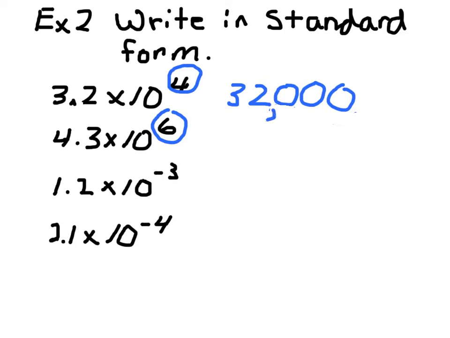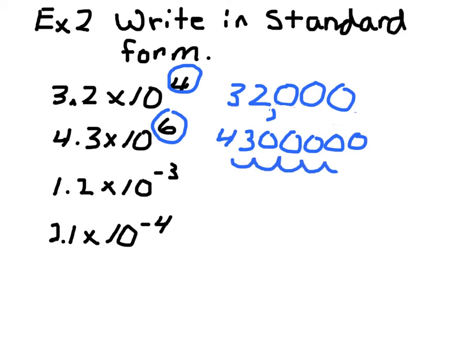Now how about the 4.3 times 10 to the 6? We'll move it back to the right 6 places. So I add some zeros in the direction I'm moving the decimal point, and I'm going to move the decimal 6 places. So 1, 2, 3, 4, 5, 6. And there you just have to use a little trial and error in how many zeros you need to add.